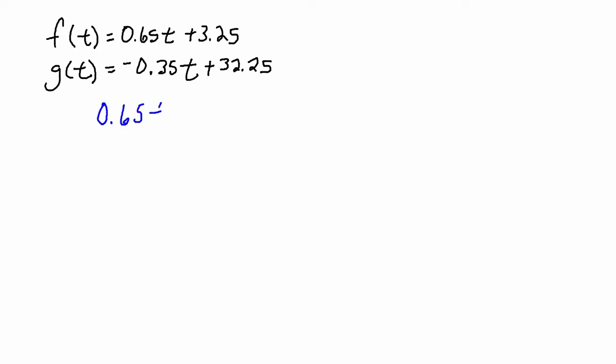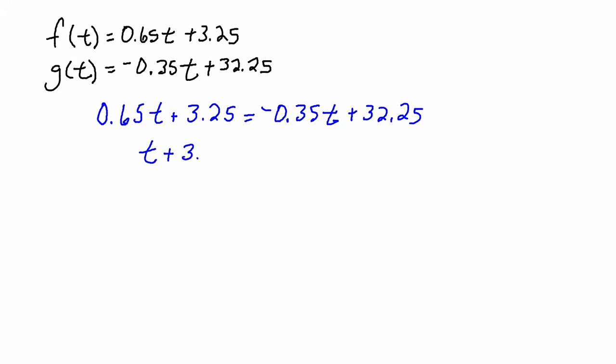So I have 0.65 t plus 3.25 equals negative 0.35 t plus 32.25. My first step will be to add 0.35 t to both sides. So that gives me 1 t plus 3.25 equals 32.25. Then I want to subtract 3.25 from both sides. T equals 29. 29 years from year 0, our shares will be the same.